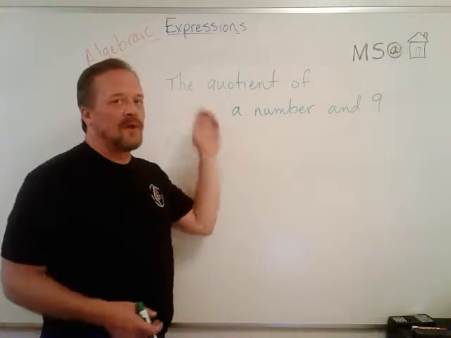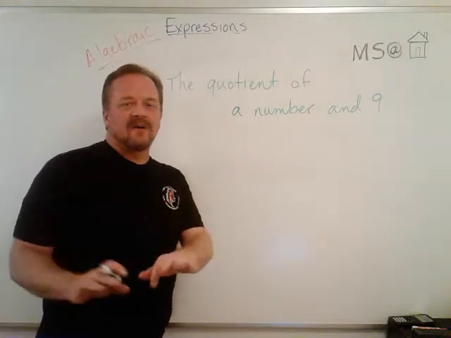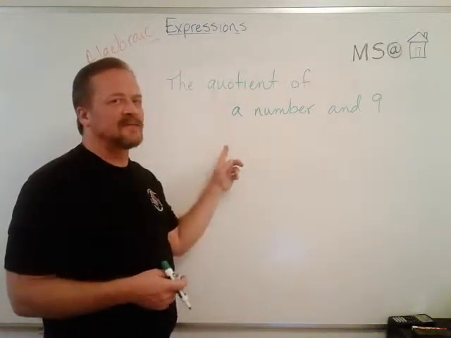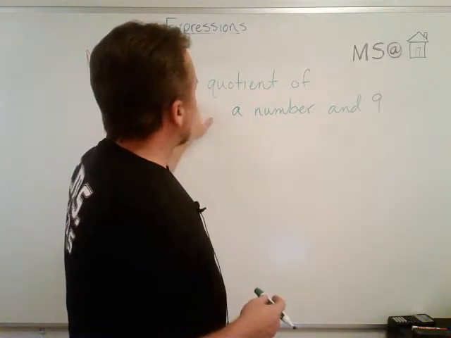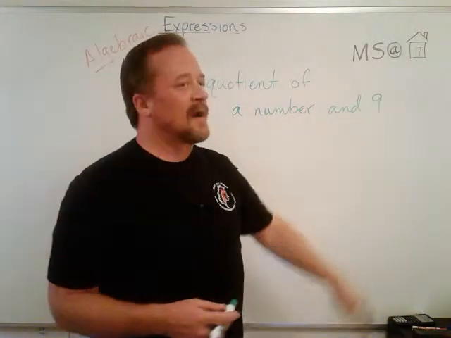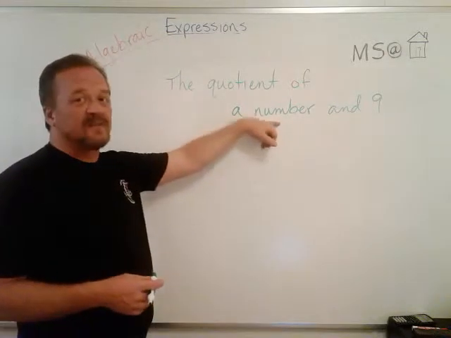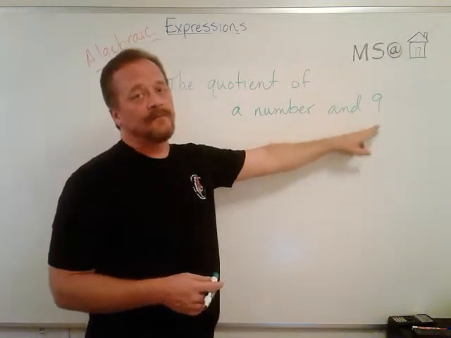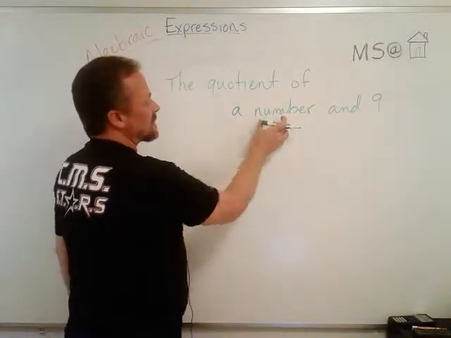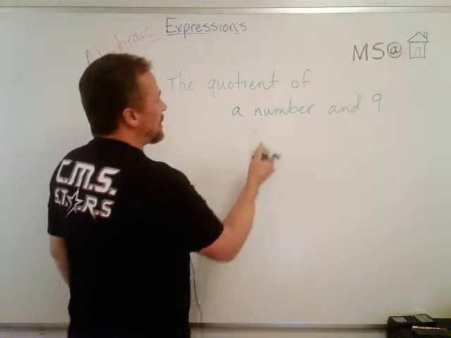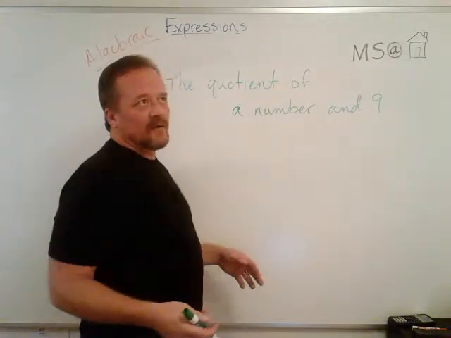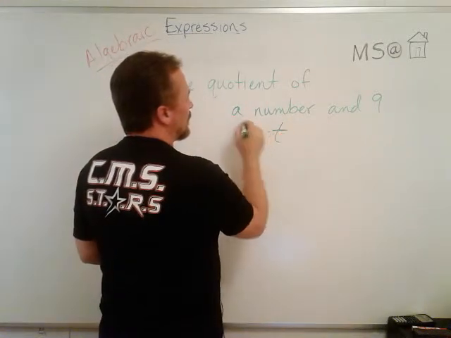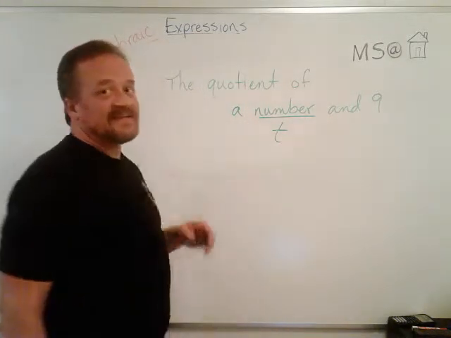Order matters when it comes to division. Doesn't matter with multiplication, and it doesn't matter with addition, but division and subtraction, it matters, okay? So when you see something written out as the quotient of a number and 9, that means whatever comes first is the number that's being divided, and this is what it's being divided by, okay? So we don't know what this number is. No idea. I'm going to give it, let's pick another one, a t. We don't know what this number is, so the variable we're gonna use is t.